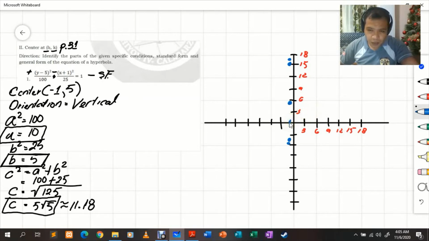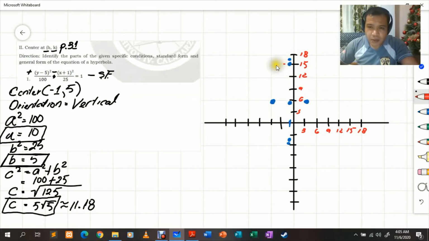So, from negative 1, angat tayo ng 5. So, that should be 4. Sorry. Ito pala yung ano. So, ito pala yung center. 4. From negative 1, another 5. So, that should be 6. Negative 6. Yan. So, meron tayong a, b, and c.